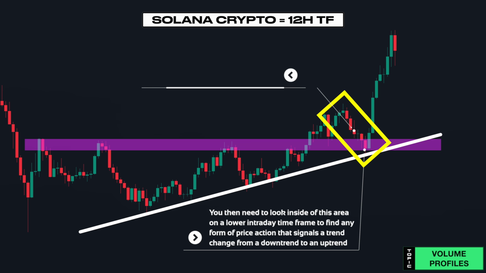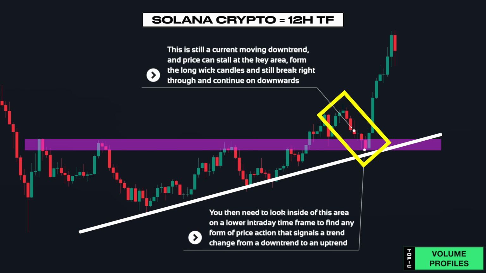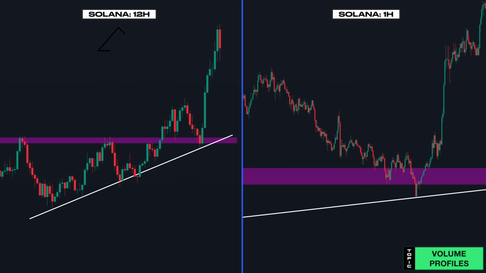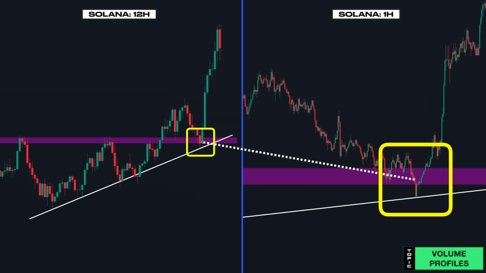Because this is still a current moving downtrend, and price can stall at the key area, form the long wick candles, and still break right through and continue on downwards. So let's pull up the 1 hour time frame and put it beside this one. On the left is the Solana 12-hour time frame we just looked at, and on the right is the Solana 1 hour time frame. Your trade setup here is this same area here on the 1 hour time frame.